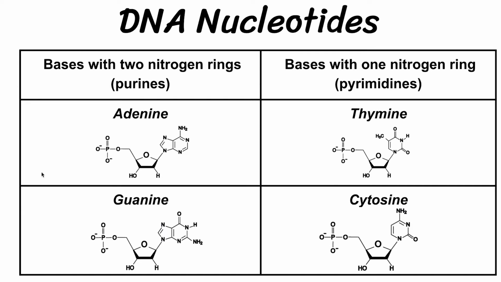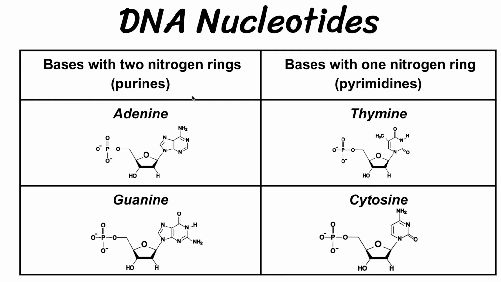Here are the 4 DNA nucleotides. Notice that every nucleotide has this 5-carbon sugar, deoxyribose, which is linked to a phosphate, but that the nitrogenous base can differ. In some courses, you might need to know the difference between the nitrogenous bases that have 2 nitrogen rings, such as adenine and guanine, and those which have 1 ring, such as thymine and cytosine.